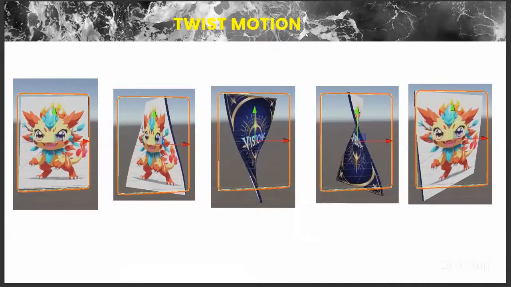As a bonus, if we straighten up the spline and rotate its control points, the system creates a twist effect motion. As shown in this example, the card is twisting over time.